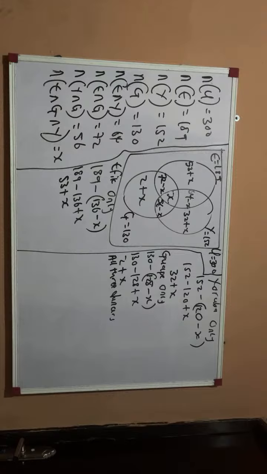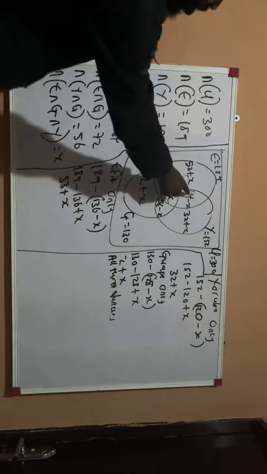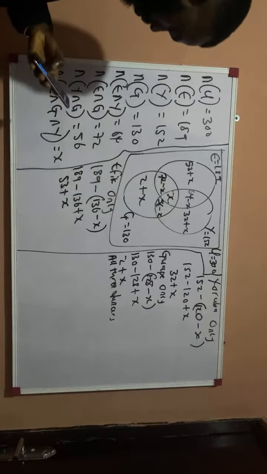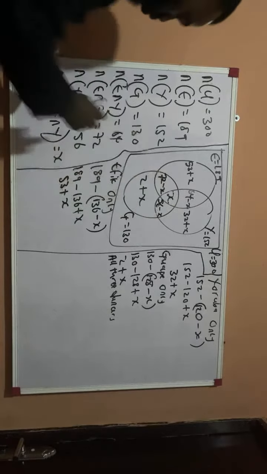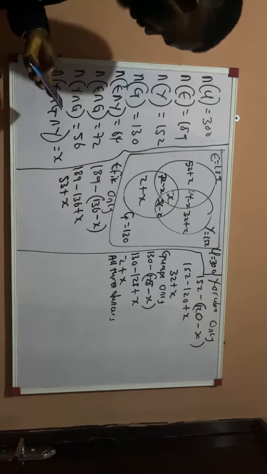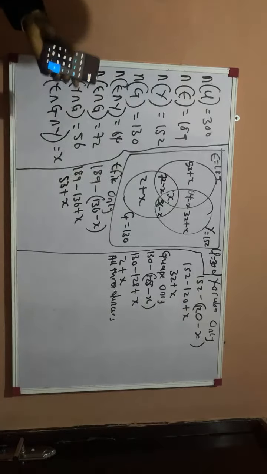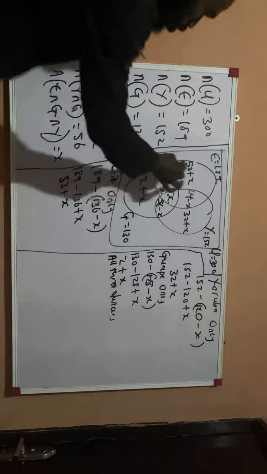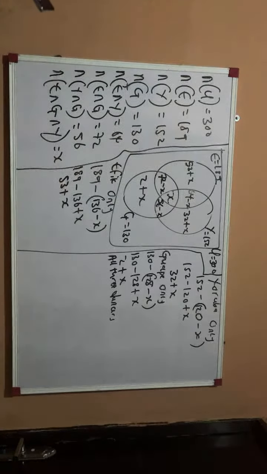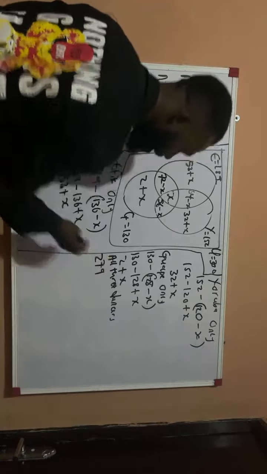this. Now, we have 53 plus 64 plus 32 plus 72 plus 56 plus 2. We have 279. If you add all the numbers in this place, we are going to get 279. So here becomes 279.